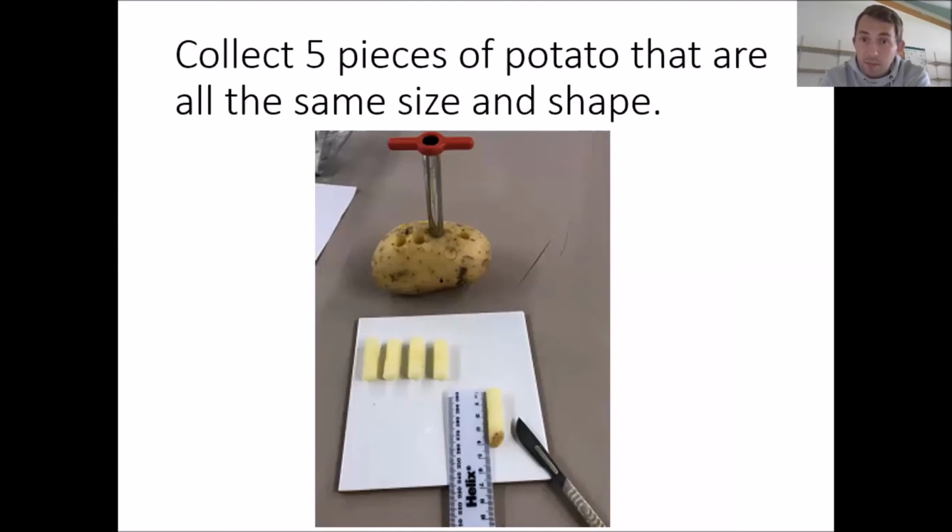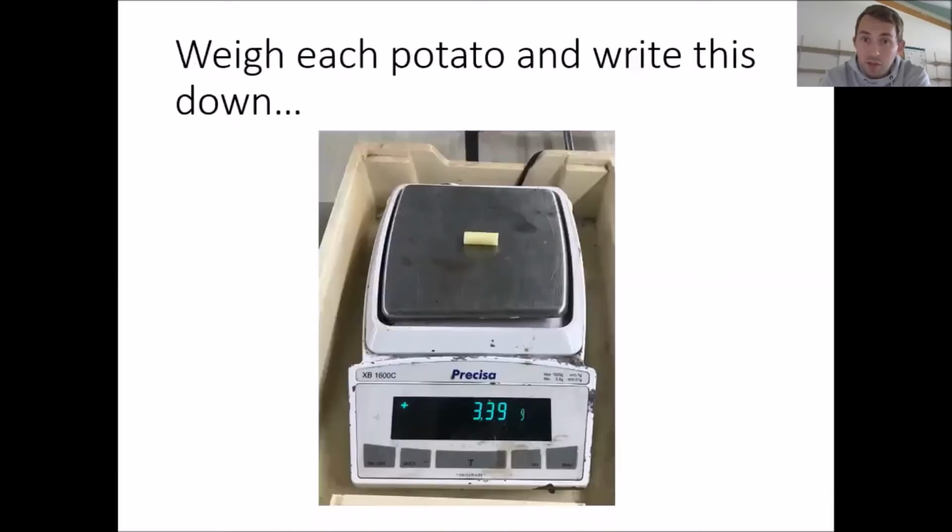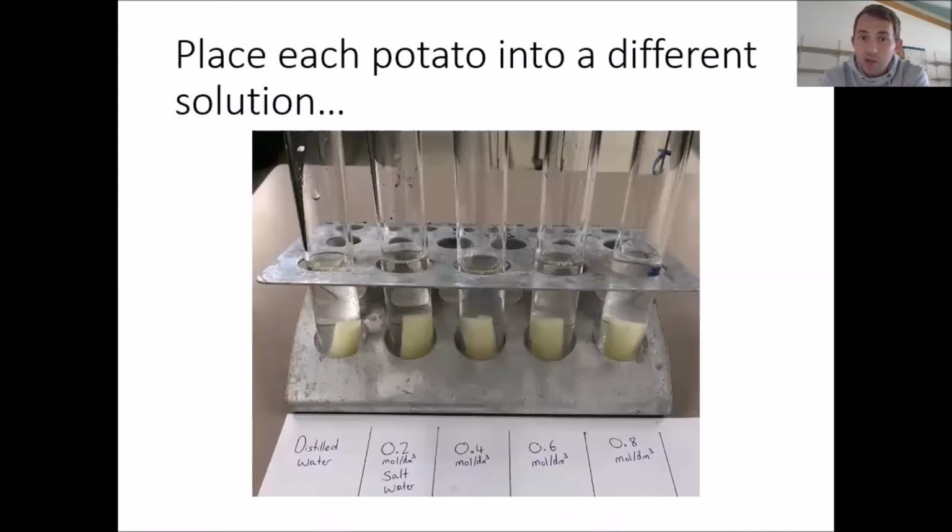So what do you do next then? So before you put them into each solution, we need to weigh them. So you would weigh a piece of potato. For example, this one here, it weighs 3.39 grams. I weigh that piece of potato and I will then put it into one of the cylinders, and I'd write down the weights under the correct solution concentration. And what you would end up with is you would do it for all 5 potatoes, and you would end up like this. You would have the 5 solutions with the 5 equally sized pieces of potato in them.